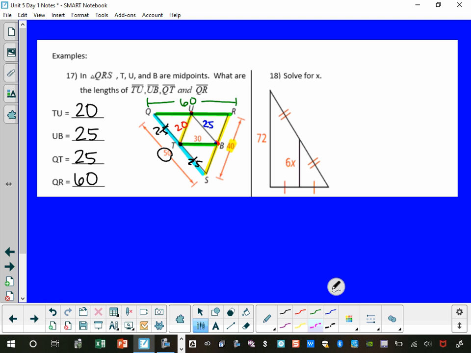60. Alright, midpoints and mid-segments are not super easy, but if you just take your pencil and try to figure out what's parallel, then you'll be good. You basically have a big triangle and then a small triangle. Alright, let's look at the mid-segment in number 18.